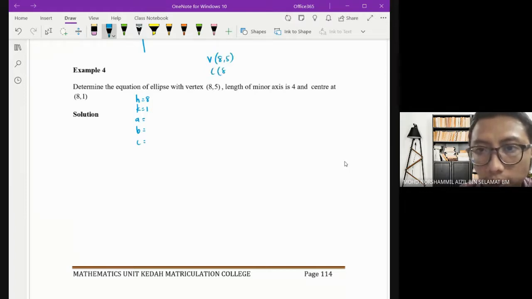The center is (8, 1). Which one is fixed, guys? Which one is fixed? The x, right? Do you understand? X is fixed. What does it mean? Is x the minor or the major?